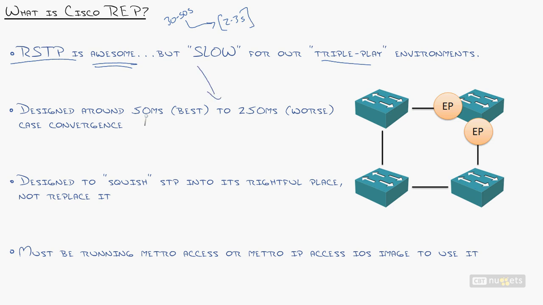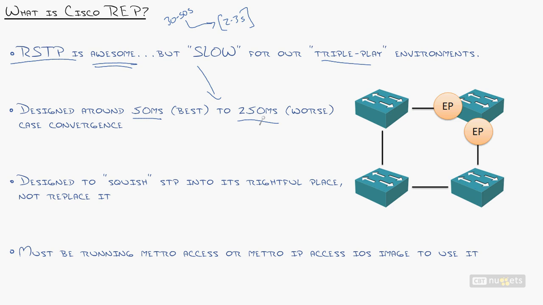You might have read ahead. It is designed by Cisco around a 50 millisecond convergence time. That's best case scenario, where the switches detect a loss of signal, meaning a cable is cut and it can tell that signal has been lost, which is most cases. Or 250 milliseconds worst case, if the signal stays up and we have to rely on hello timers or some kind of other detection mechanism to fail over.